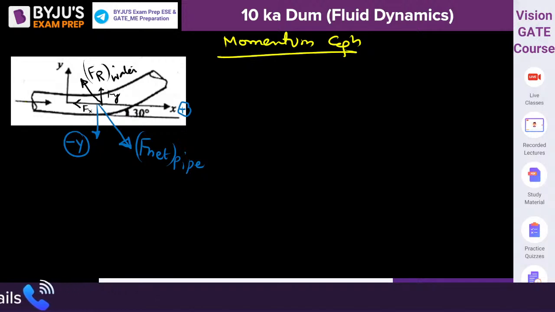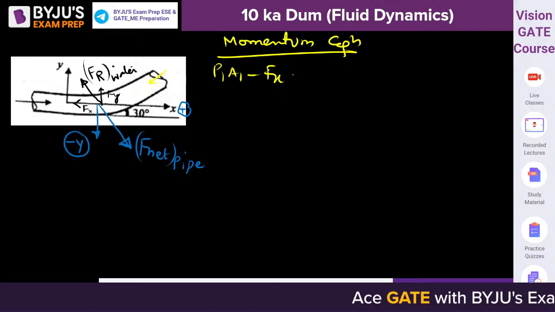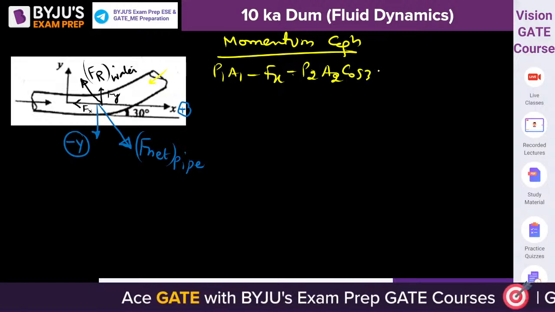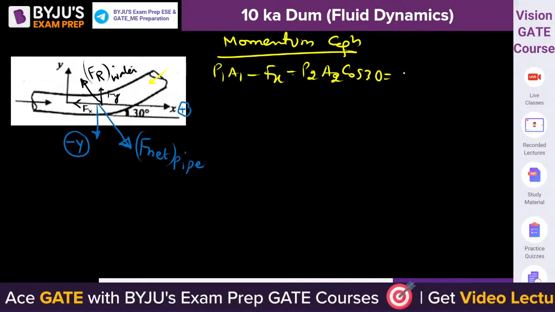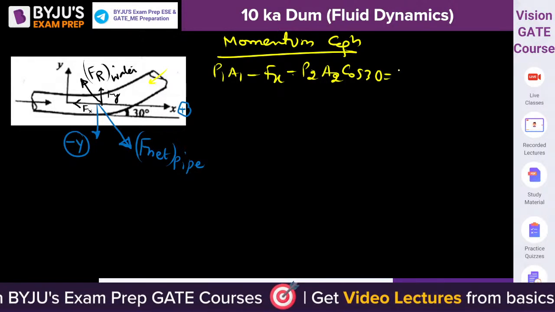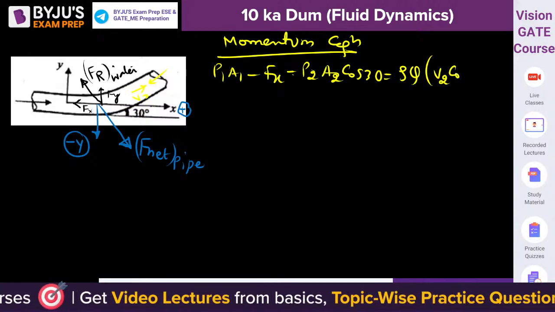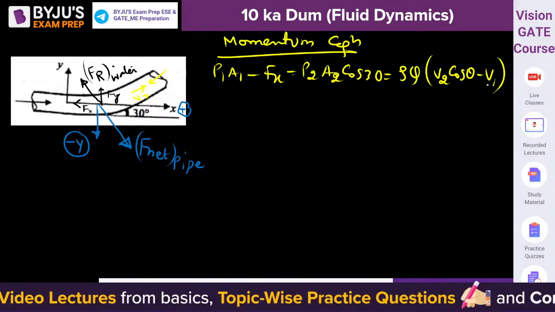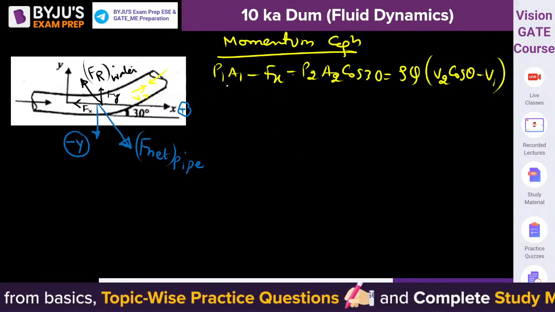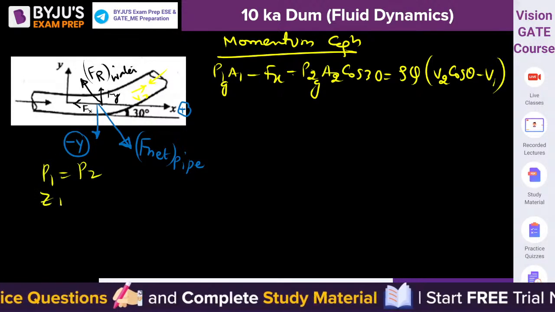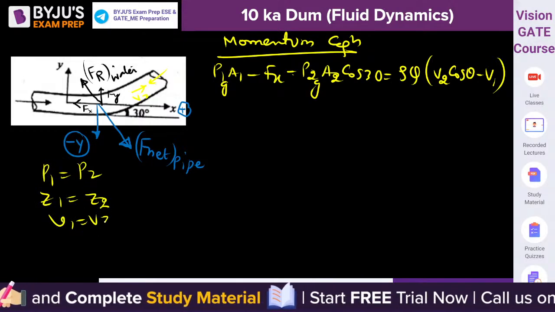we can say P1A1 minus Fx, then P2A2 cos 30 minus P2A2 cos theta is equal to the force on the fluid. The fluid's change in momentum is rho into Q into change in velocity. The final velocity is V2, so it is V2 cos theta minus V1. Here P1 is equal to P2, Z1 is equal to Z2.